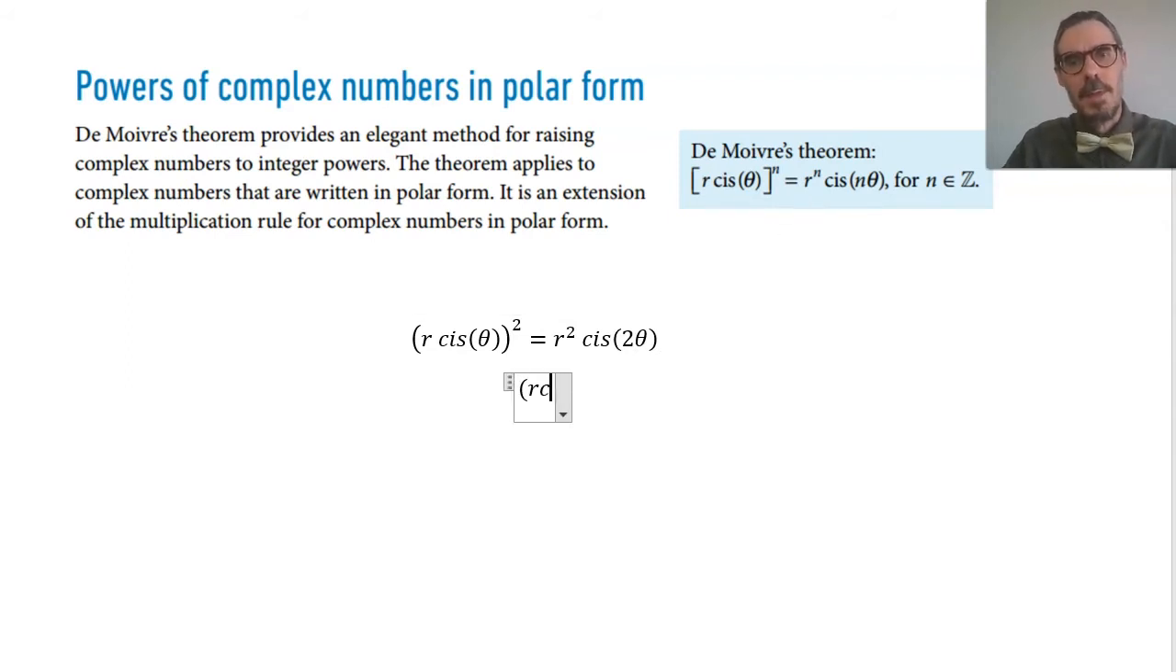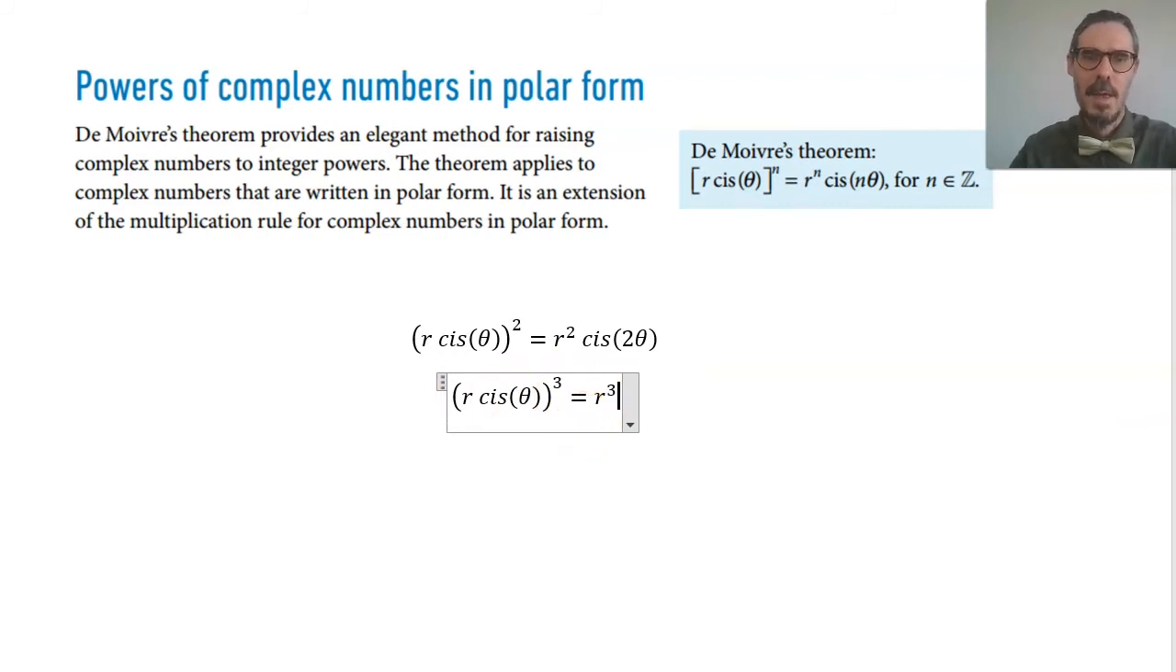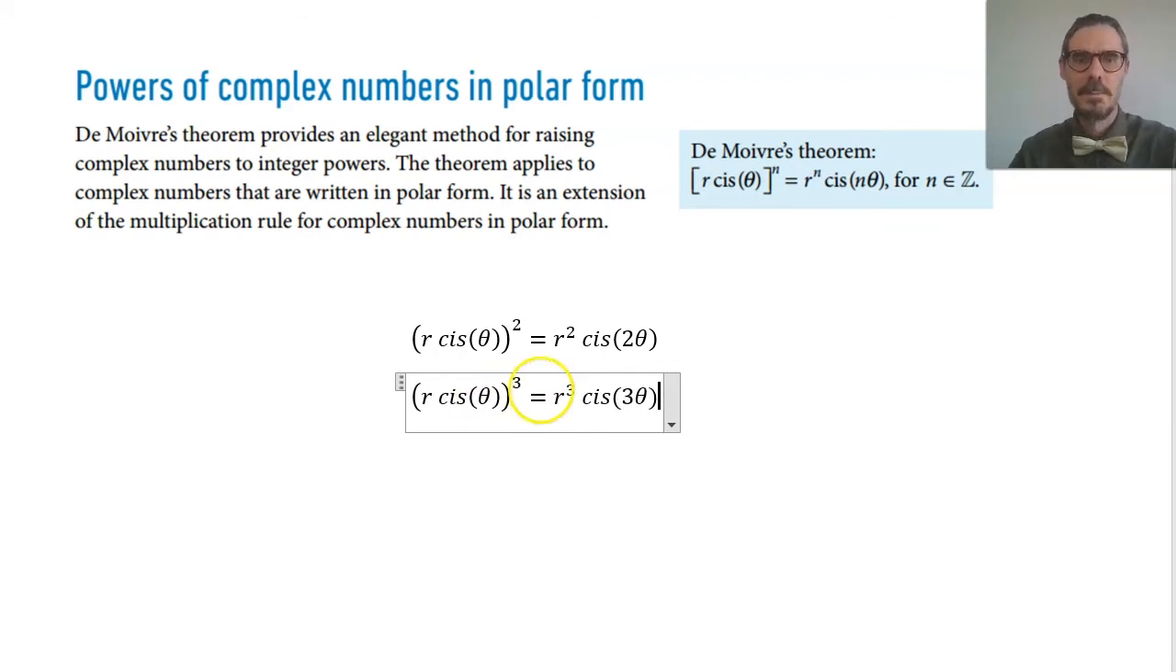Well, what about the same thing if I have to the power of 3? Well, that means I'm going to get my r, raised to the power of 3 because the length had been multiplied by itself 3 times. And then the argument, I've added the argument to itself 3 times. So what I end up with is saying this power up here becomes a power on the modulus and a multiplier for the argument. And that's what de Moivre's theorem says.